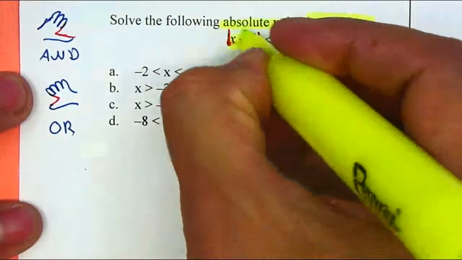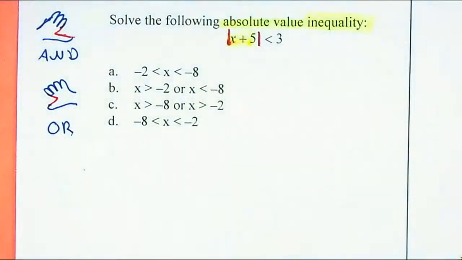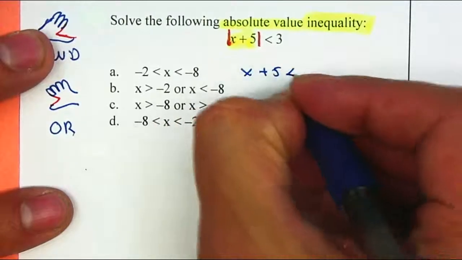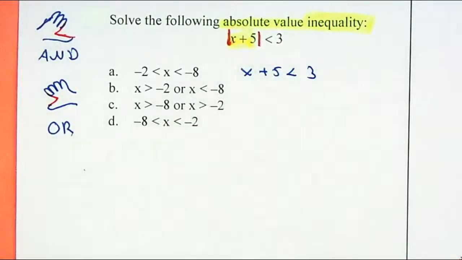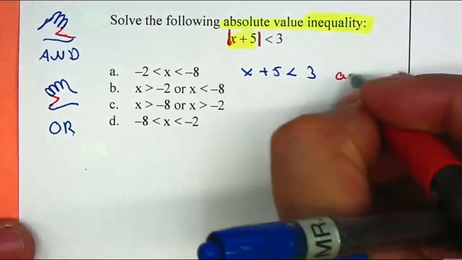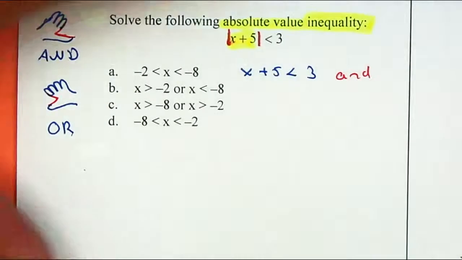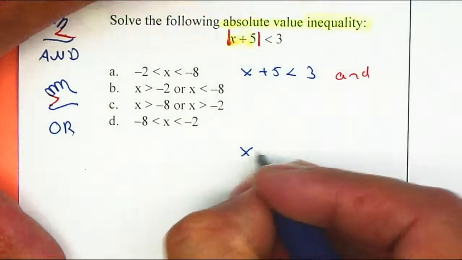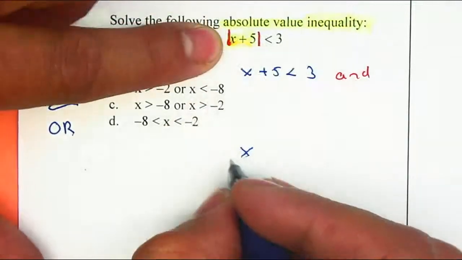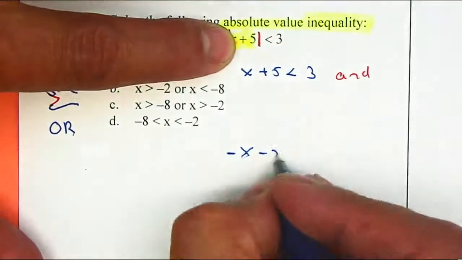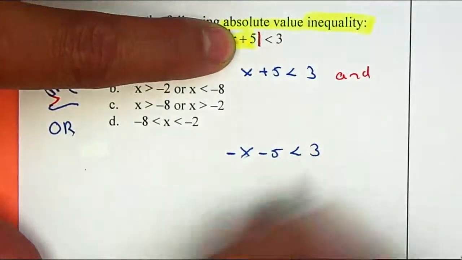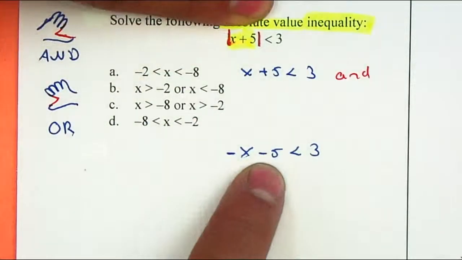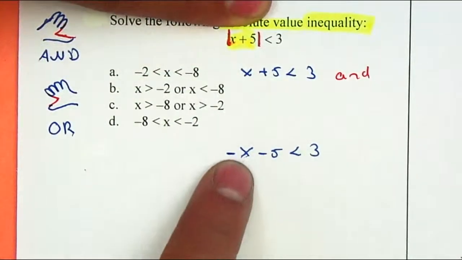We need to be able to rewrite this first the same way. X plus 5 is less than 3. In this case, it's an AND. The second way will be, both of them should be the opposites. So this should be a negative X minus 5 is less than 3. So the first time it stays the same. Second time, whatever's inside the absolute value has to be the opposite. Many of you guys forget the X.